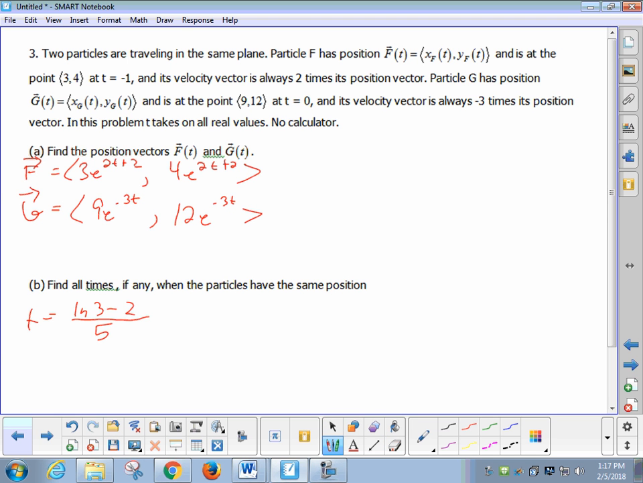All right. So, the thought process that I went through is, reading it obviously, particle F has a position function which is very general. We need to know specifically what are the functions of time beyond just calling it x of t and y of t. Give you an initial condition. This is the key. This is the star of the show. The velocity vector is always 2 times the position vector.